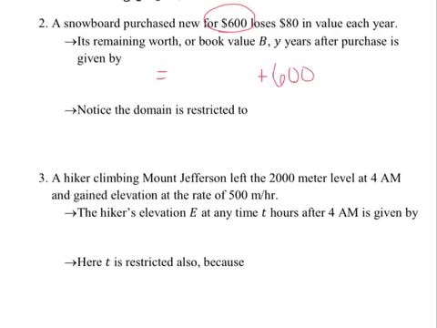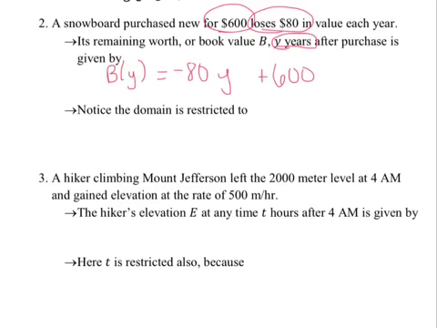Next, it loses $80 each year. Loses. So this is a negative quantity. Every year it goes down $80. So after 2 years, it goes down $160. After 3 years, it goes down $240. So we're multiplying the 80 times however many years there are. So I know that the slope is going to be negative 80, because every year it's going to go down 80. But we're not going to use x in this problem. We're talking about the independent variable being y years. So we put a y there, and then the function is just B of y now.